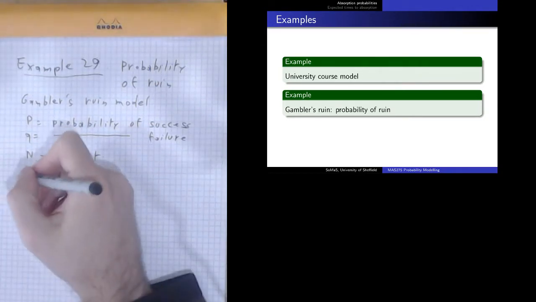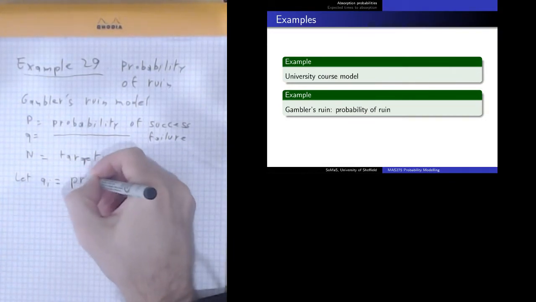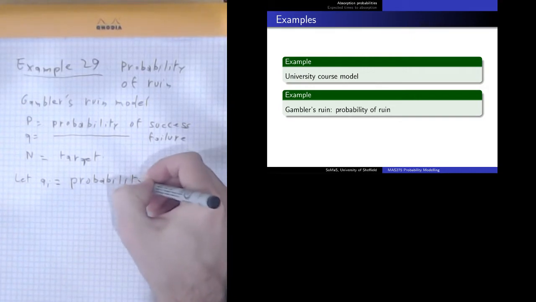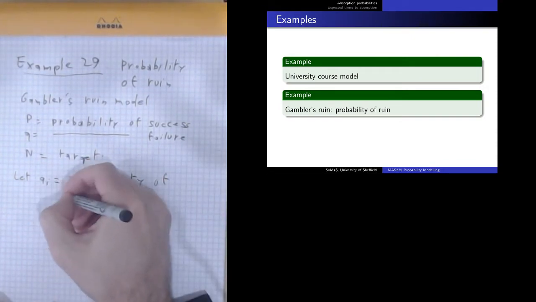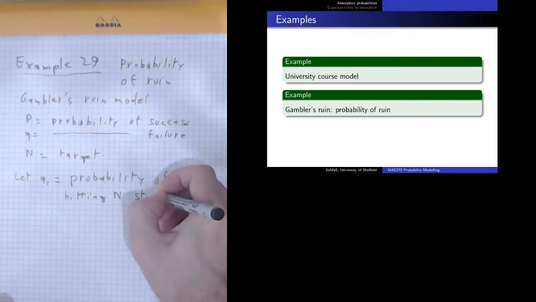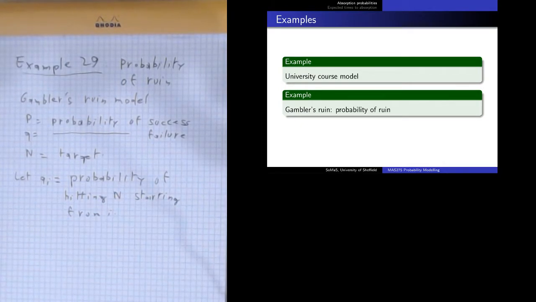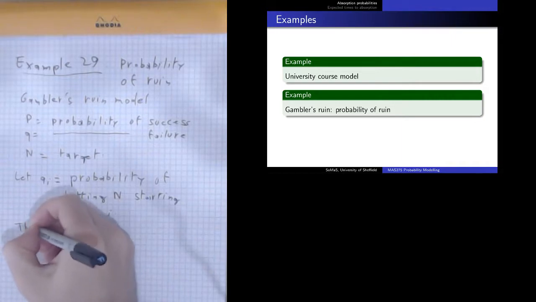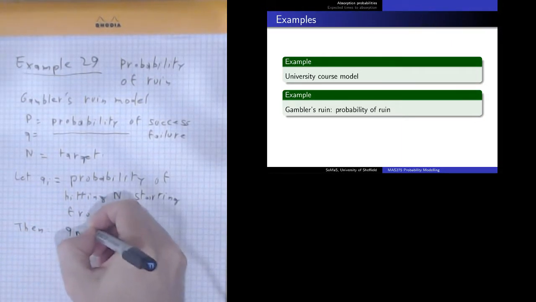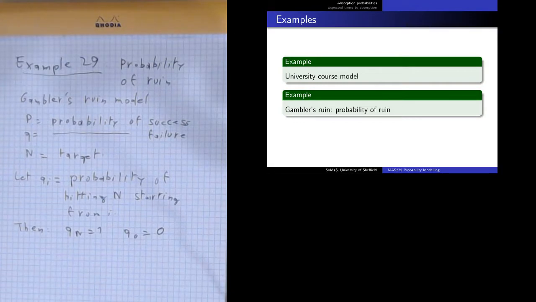And so we're interested, let's say, let Qi equal the probability of hitting N starting from i. Probability of hitting N starting from i. So probability that my absorption is at the success event, so at the target amount of money. Then Qn equals 1, Q0 equals 0. So again, those are the boundary conditions.